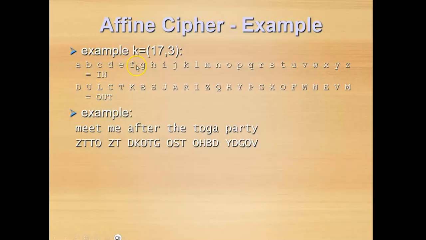The given input is A to Z, and when you calculate this, first we should know what the A value and B value are. A value is 17 and B value is 3. So, it will generate the output in this format. For example, the plain text is M, whose respective value is 12. Then we multiply that by 17, plus 3, and mod 26, and it generates the Z value.